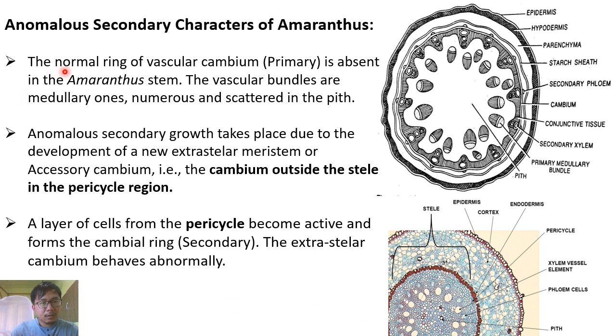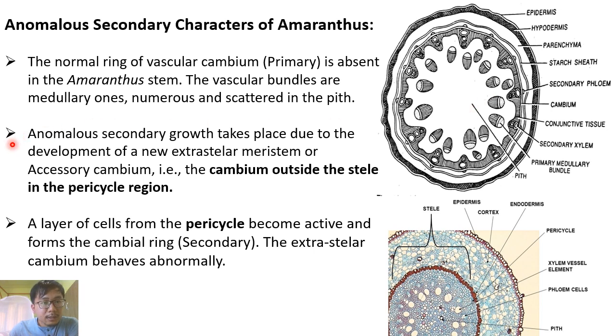Point number one, the normal ring of vascular cambium, that is the primary vascular cambium, is absent in the Amaranthus stem. In Amaranthus, the primary vascular cambium will not be arranged in a ring-like structure. Even though primary vascular cambium is present, it will be scattered here and there. In normal vascular bundles, the cambium is arranged in a ring-like structure, as you can see here. But in Amaranthus, it is scattered here and there inside the pith.